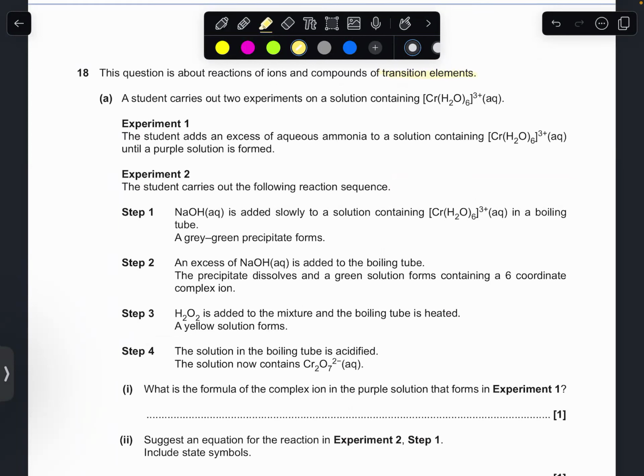Oh, what's happened there? Where's that gone small? Okay, let's try that.